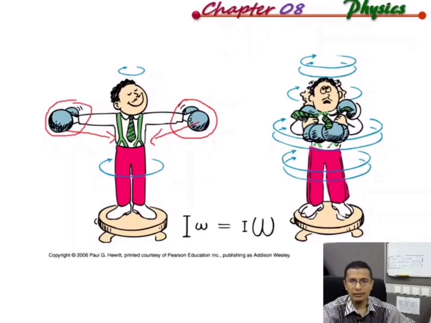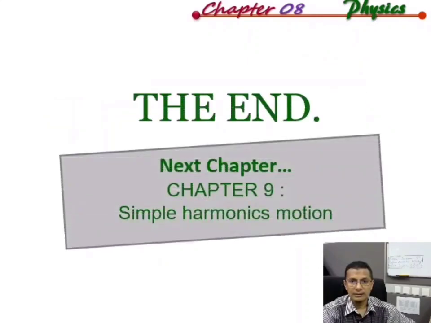All right, so this is the content of the chapter about rotation of rigid body. So that's the end. The next chapter is chapter 9, simple harmonic motion.